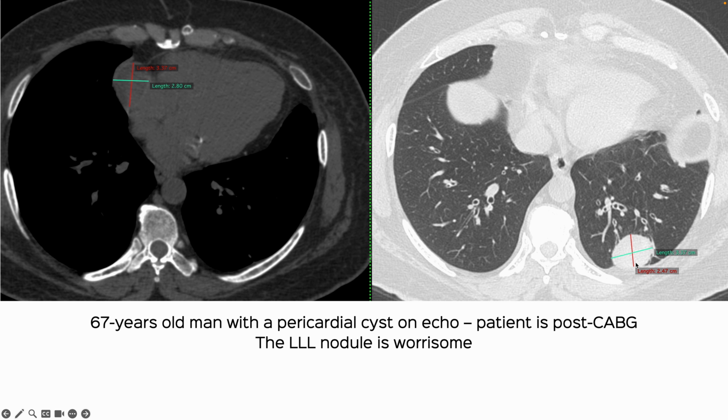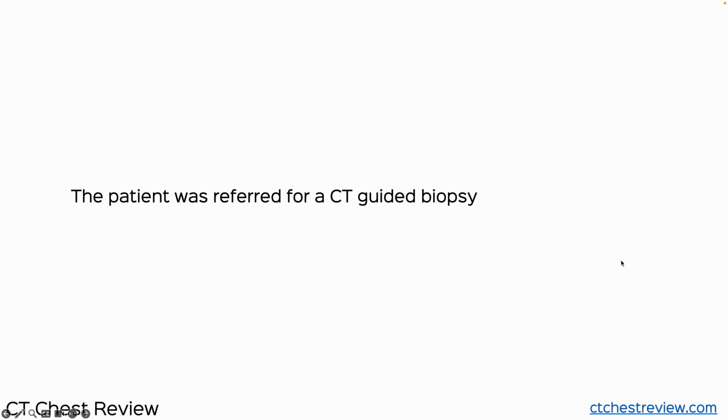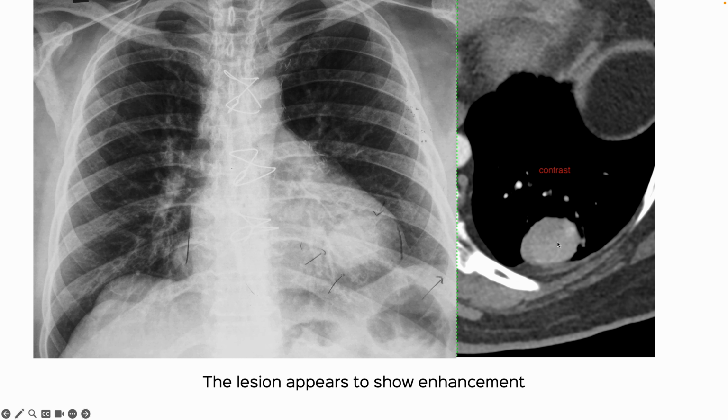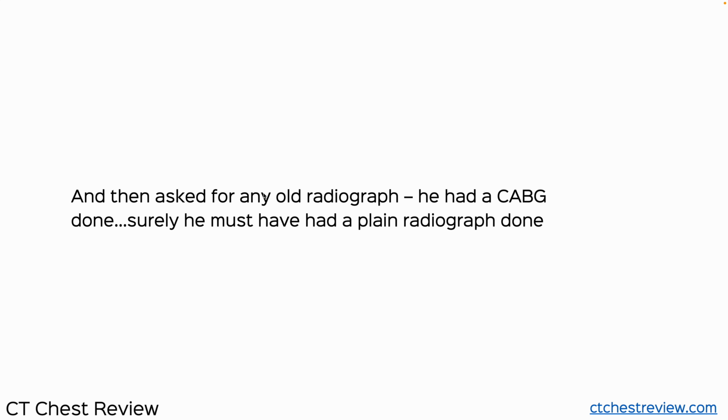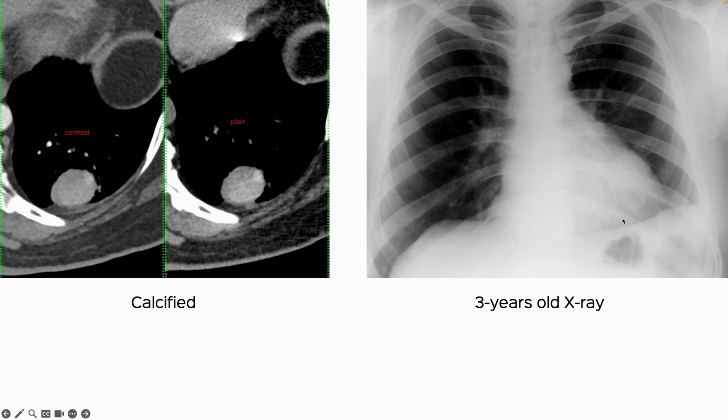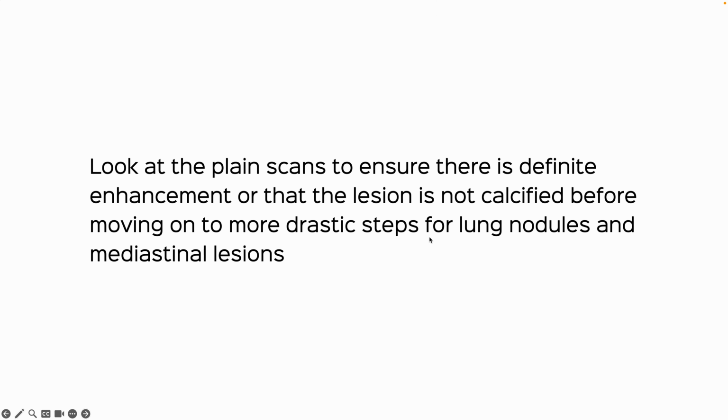Here's another patient sent for a CT guided biopsy for this lung nodule post CABG. And it looks like it's enhancing. That was the way the CT had come. That's the retrocardiac density. But the plain scan shows that it's diffusely calcified. So if you look at only the contrast, it looks enhancing, but it's not. It's just a diffusely calcified lesion. You can leave it alone. We tried to trace the radiograph and that nodule is there. It's just not well projected here. So then it obviates the need to do anything.